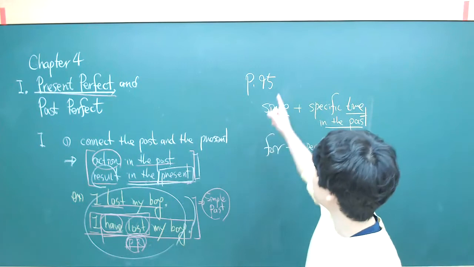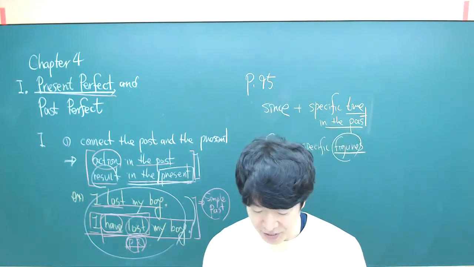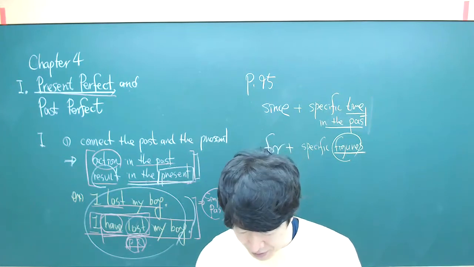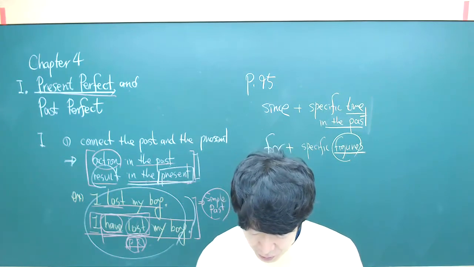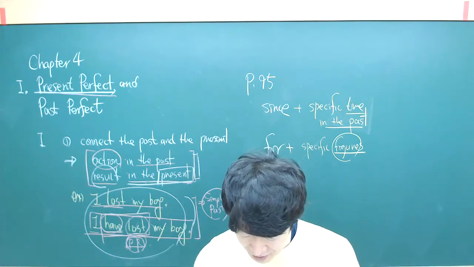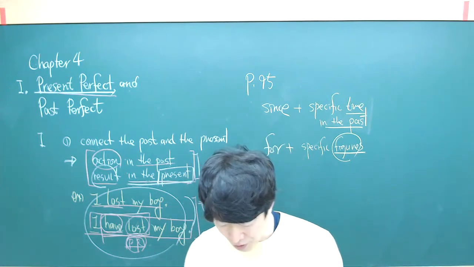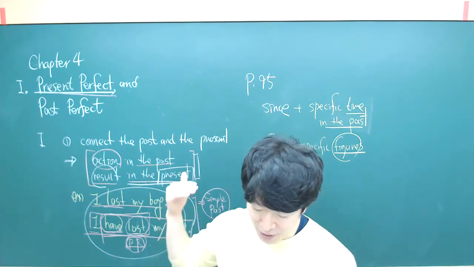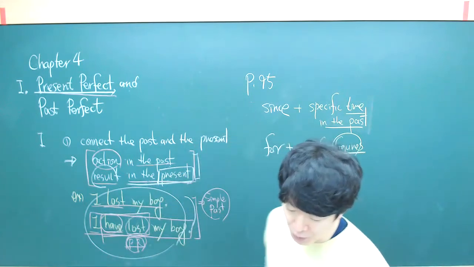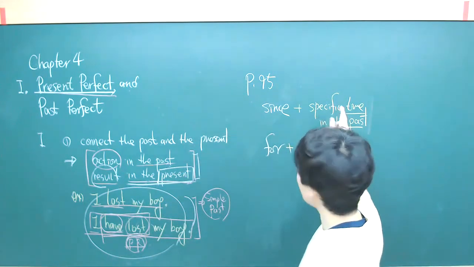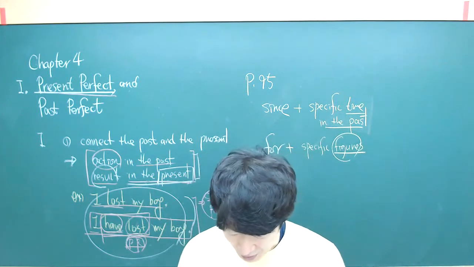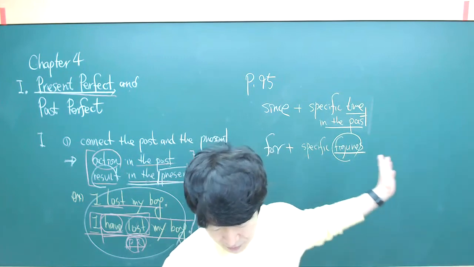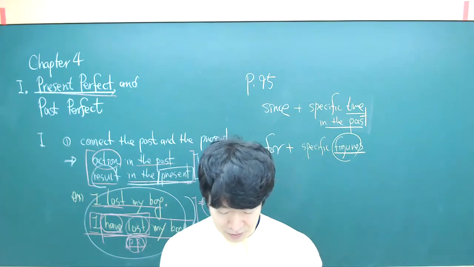On your page 95, using since and for, let's look at first, since. I have been here since 8 o'clock, since Tuesday, since May, since 1999, since January 3rd, 2001, since yesterday, since last month. So since is followed by mention of a specific point in time in the past: an hour, a day, a month, a year. Since expresses the idea that something began at a specific time in the past and continues to the present.